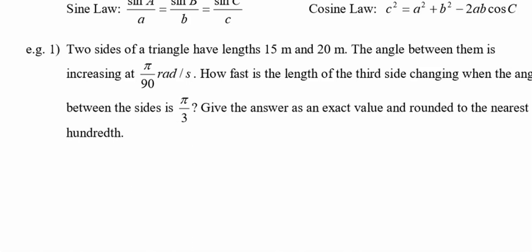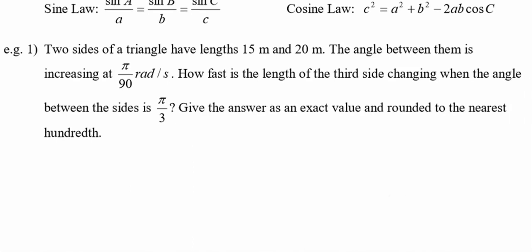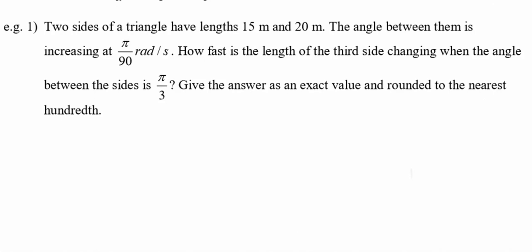So for the first one here, it says two sides of a triangle have lengths 15 and 20. The angle between them is increasing at pi over 90 radians per second. How fast is the length of the third side changing when the angle between the sides is pi over 3? And then give your answer as an exact value. All right. So what does all that mean?